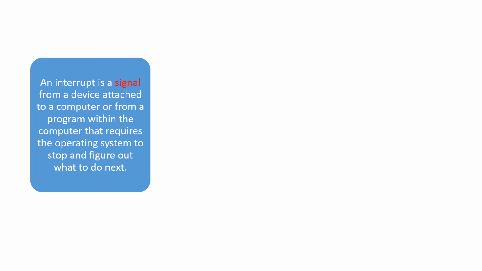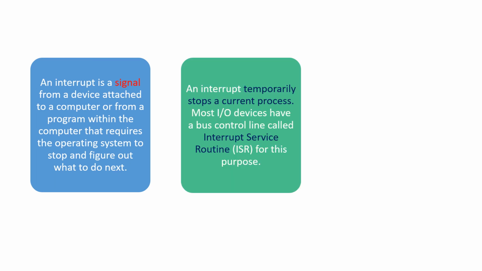First of all, what is an interrupt? It is a signal from a device attached to a computer or from a program within the computer that requires the operating system to stop and figure out what to do next. So it is a signal first of all, and this interrupt temporarily stops a current process. Most I/O devices have a bus control line called the interrupt service routine for this purpose.